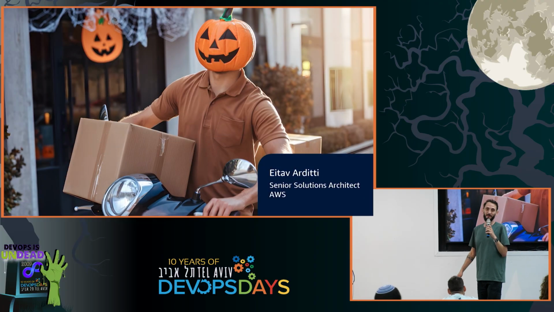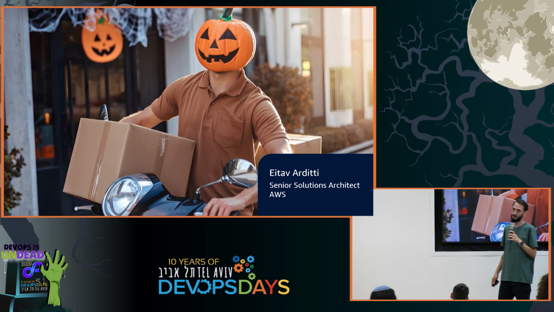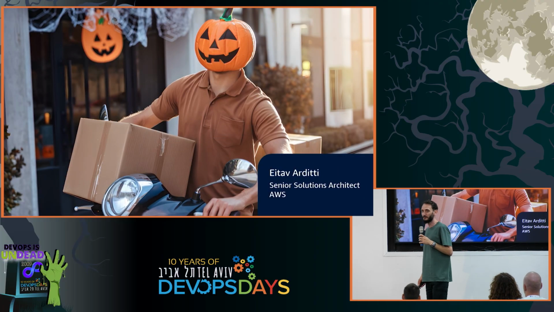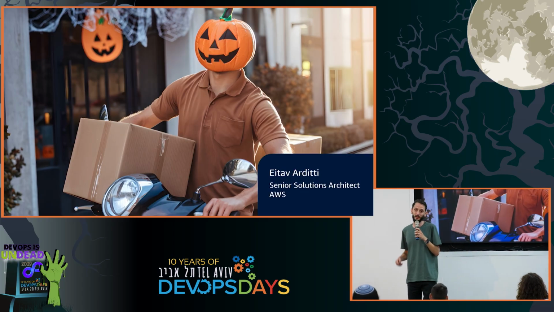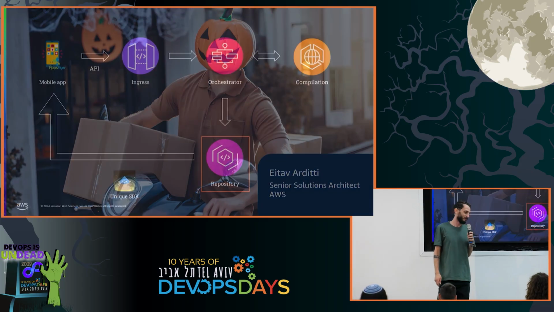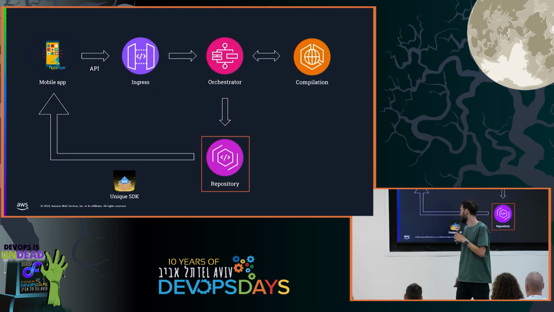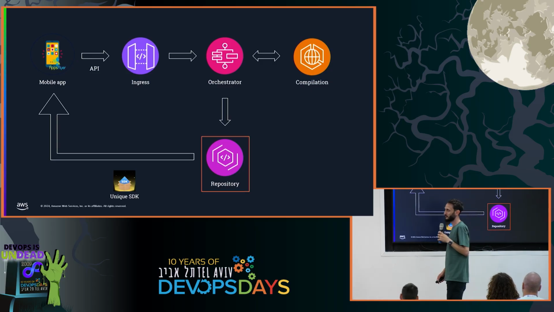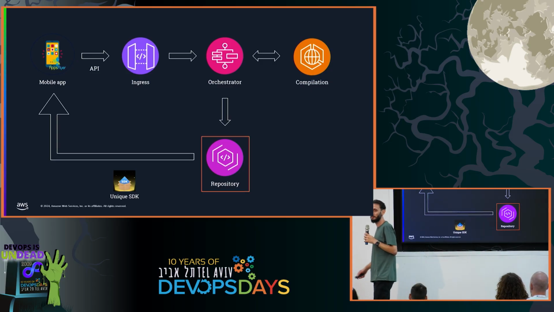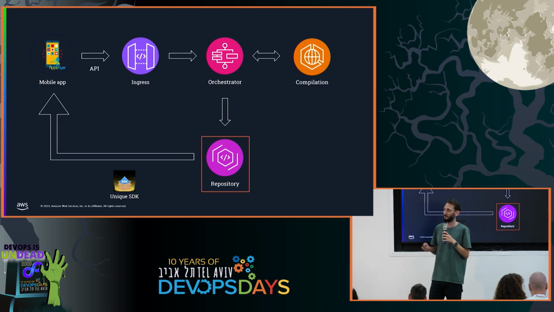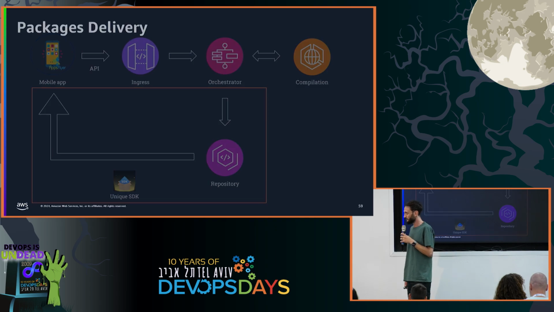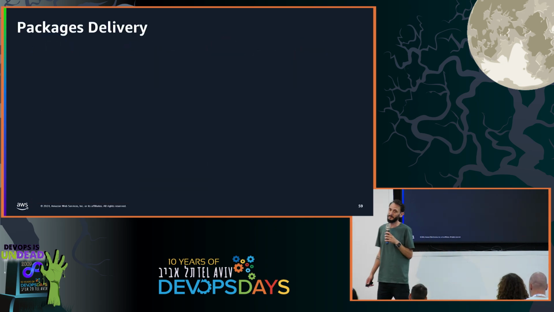So I'm Eitav, a Senior Solution Architect at AWS. And like my friends at Amazon, I also like to deliver packages. So when Gavri mentioned that I'm going to talk about the repository, it's not actually true, because I'm going to talk about how the repository is going to store the packages and how these packages are going to be delivered to the end users. And let's deep dive into the requirements.